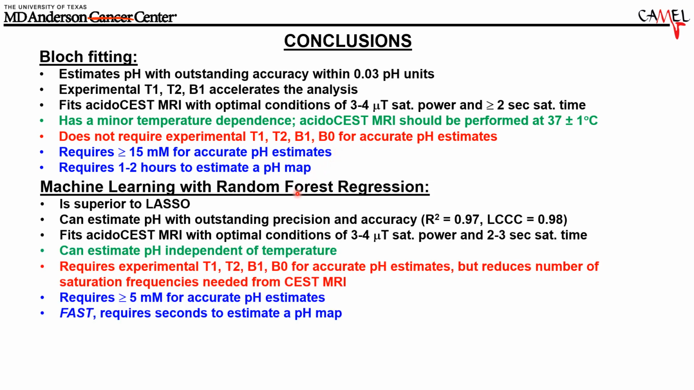Machine learning with random forest regression also has great precision and accuracy, and optimal acquisition conditions. Surprisingly, we've built temperature into this model, so it's temperature independent, which is a minor advantage, but not that critical really. You do require extra MRI data beyond CEST MRI for the best estimates of pH, and that's because machine learning is using a multidimensional approach to identify the pH. It requires less agent, which is a very large advantage. And it's fast, only requiring seconds to estimate the map once the model is built.